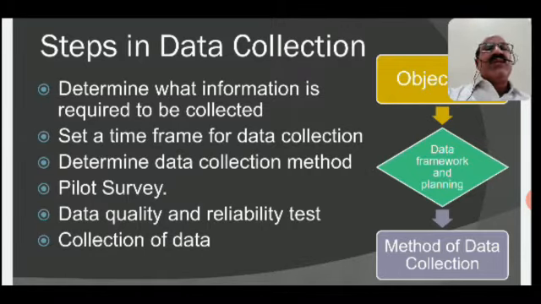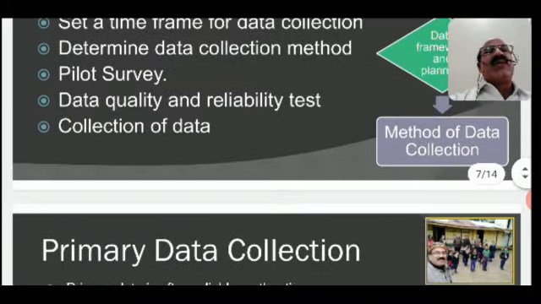Then data quality and reliability test, because if the data quality is not robust, it's not good, then you may not get a good result. Reliability: if the answers you are getting to the questionnaire are not reliable, then the whole exercise will be what? A false result you are getting, which is bereft of ground truth. It's not coinciding with the ground realities. So at the end, after looking into all this, you will go for the collection of data.